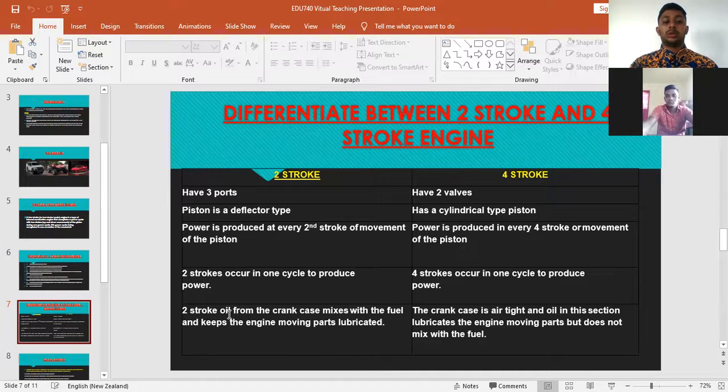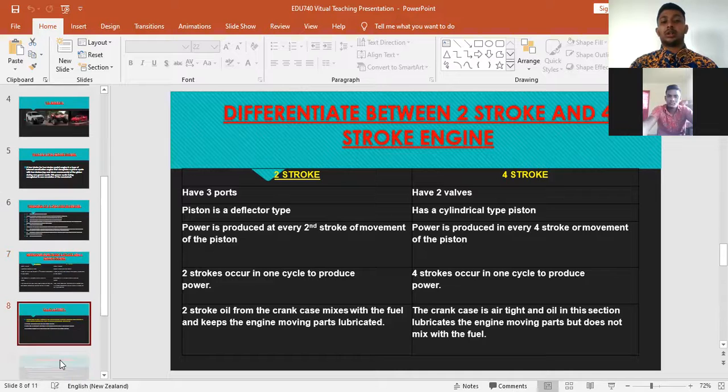Two-stroke, oil from the crankcase mixes with the fuel and keeps the engine moving parts lubricated. In the four-stroke engine, the crankcase is airtight and oil is in this section, lubricates the engine moving parts but does not mix with the fuel.